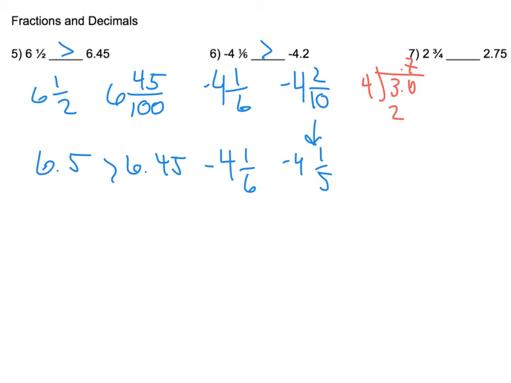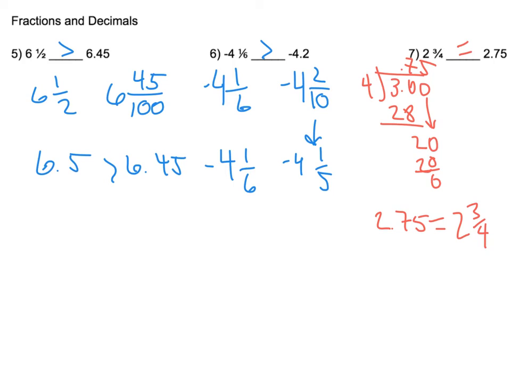7 times 4 is 28. 30 minus 28 is 2. If I put on another 0, 4 goes into 20 5 times. 5 times 4 is 20, which leaves me with no other remainders to continue the decimal, so I have 0.75. So what that means is 2.75 is equal to 2 and 3/4.